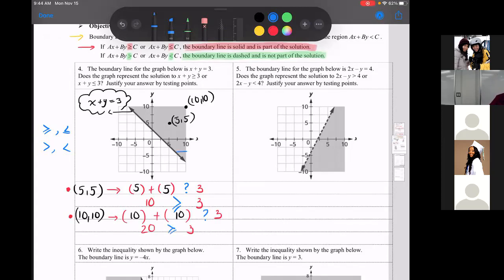Let me say something here. Because it's the solid line.